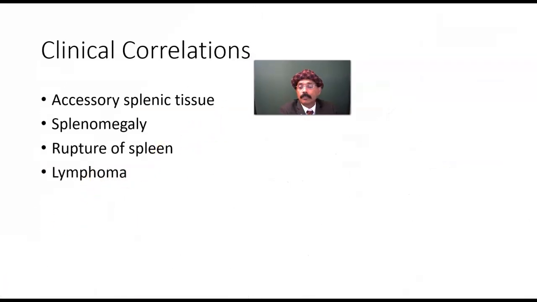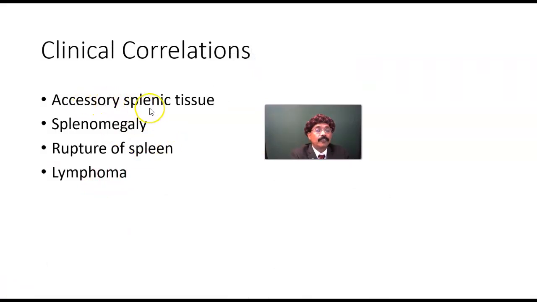Clinical correlation. We may have accessory splenic tissue because the spleen develops from the dorsal mesogastrium, from the mesoderm. We may have accessory splenic tissue at the hilum area of the main spleen, maybe in the mesentery, maybe near the testis or the ovary. Usually it is close to the hilum of the spleen near the gastrosplenic ligament.